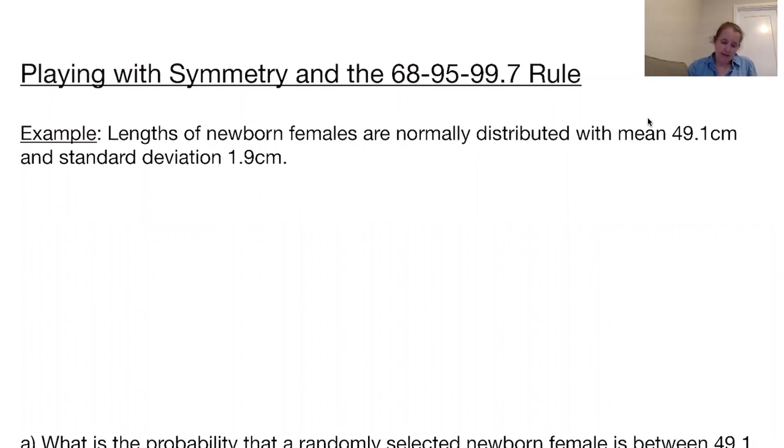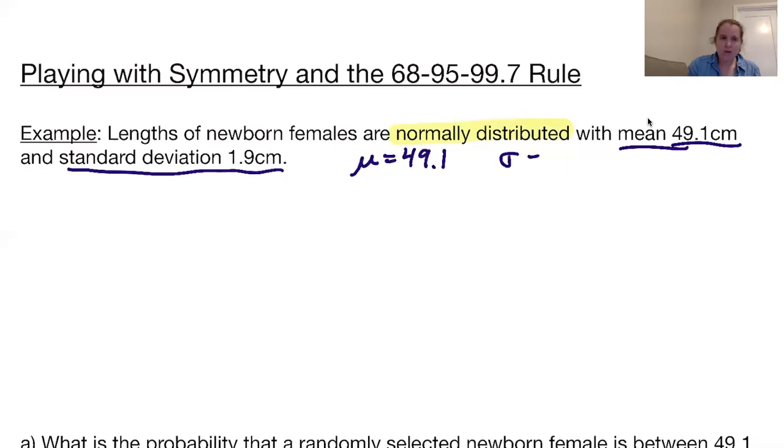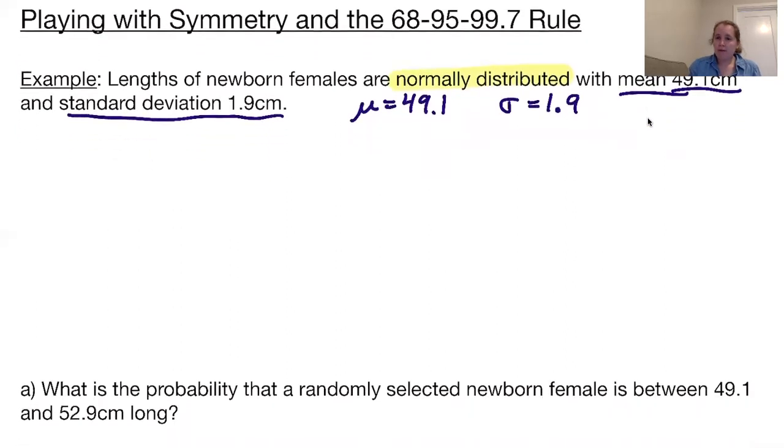So here we have lengths of newborn females are normally distributed, keyword here, with mean 49.1 centimeters and standard deviation 1.9 centimeters. So again, our mu is 49.1, our sigma is 1.9. Let's go ahead and draw our diagram, and I'm going to add one more piece to this diagram.